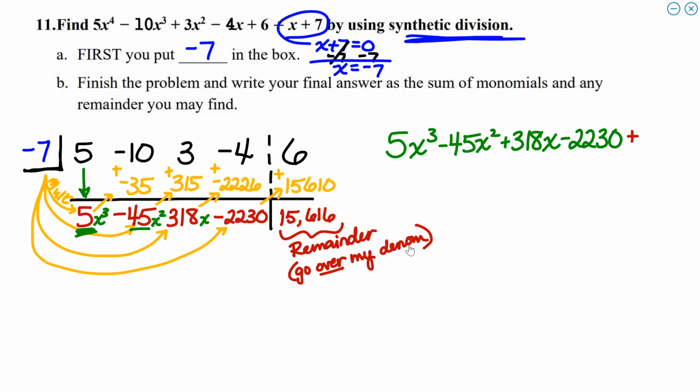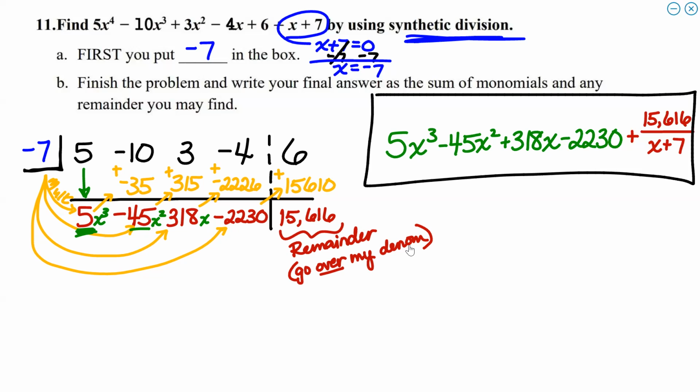What was our remainder again? 15,616. It goes over my denominator. What were we dividing this all by? Not just negative 7. X plus 7. Beautiful. That's how I would write my final answer.